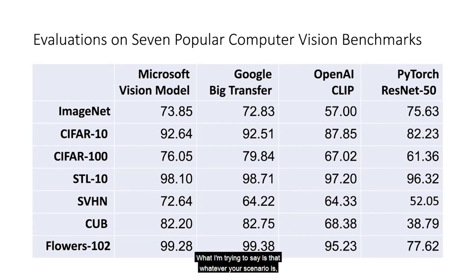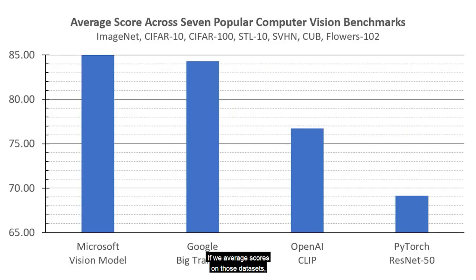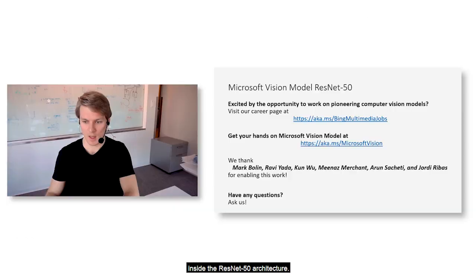And what I'm trying to say is that whatever your scenario is, Microsoft Vision Model will be a good starting point for you, which you can use even as is just to extract features from your images, or to further fine-tune for even better results. If we average scores on those datasets, we actually outperform any other publicly available models in the ResNet-50 architecture. And with that, I wanted to pass it back to Junwon.